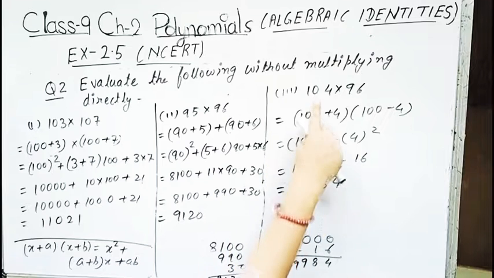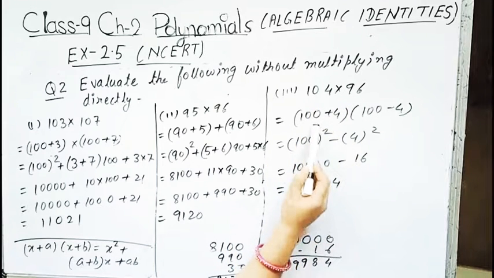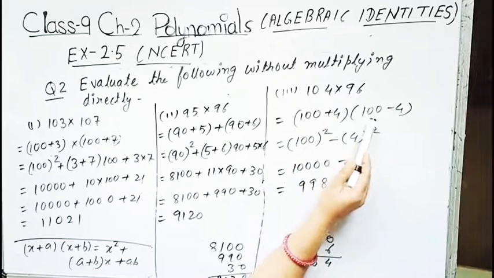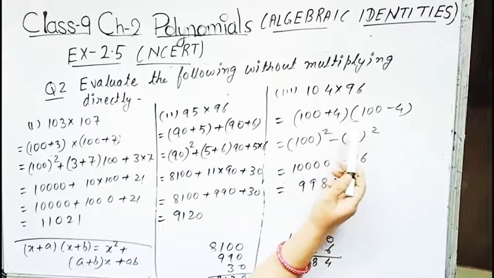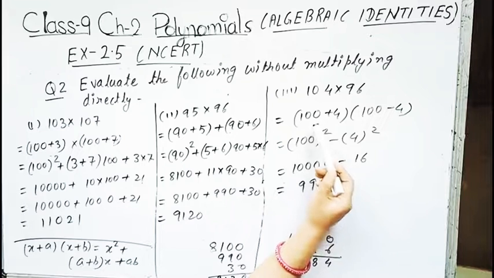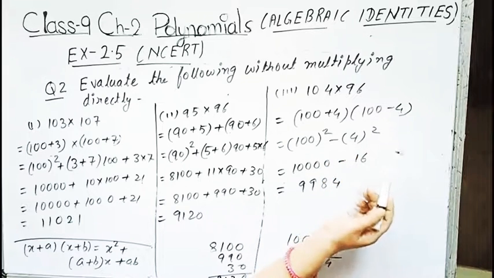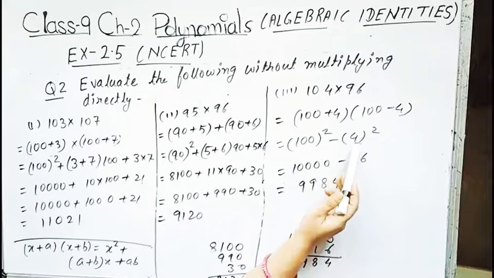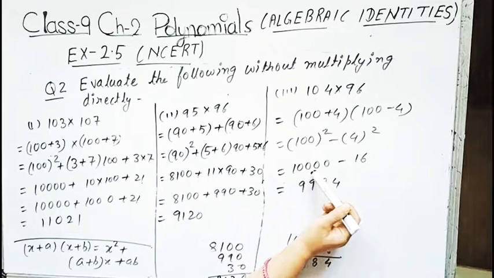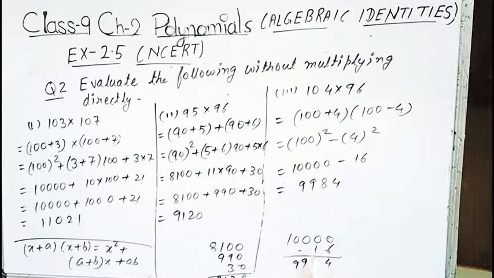Subpart number 3 is 104 into 96. So 104 is 100 plus 4, and 96 is 100 minus 4. So a plus b and a minus b. So we can use the identity a square minus b square equals a plus b into a minus b. So over here 100 square minus 4 square, which will be equal to 10,000 minus 16. The subtraction I have shown over here. So the answer is 9984.